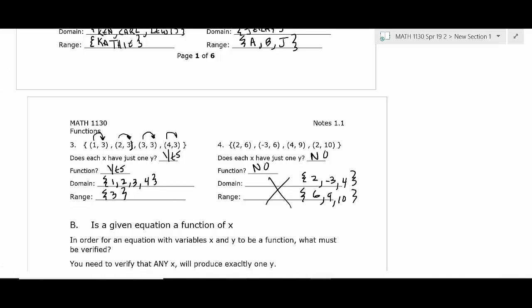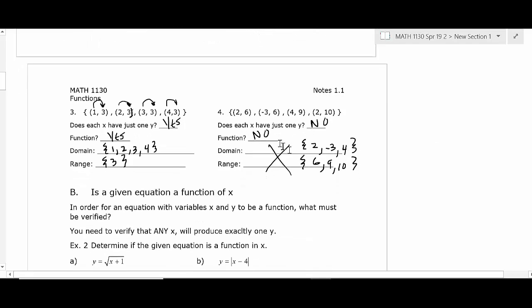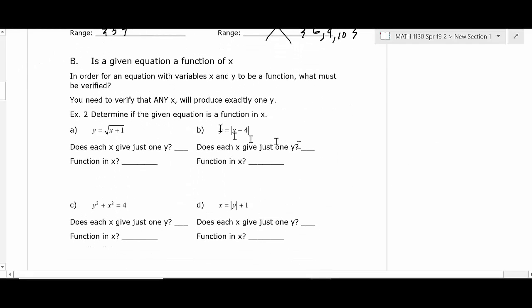Does everybody understand what a function is? At this level, at least. All right? Okay, very good. Next thing, this is something that sometimes students have a little trouble with: if I give you an equation, you want to know if it's a function or not. And it's always the same. If I give you an equation, you ask this question, just like you did on the last problems. Does each x give exactly 1 y?